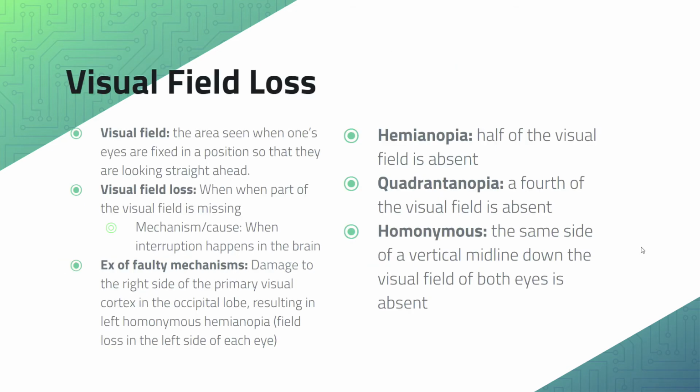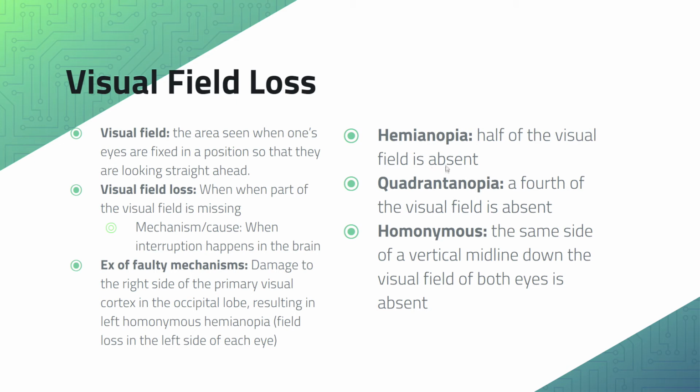So another faulty mechanism is visual field loss, and this is when part of the visual field is missing. The visual field is the area when one's eyes are fixed in a position so they're looking straight ahead. This basically happens when there's interruptions inside of the brain, such as when there's damage to the right side of the primary visual cortex, which results in field loss on the left side of each eye.